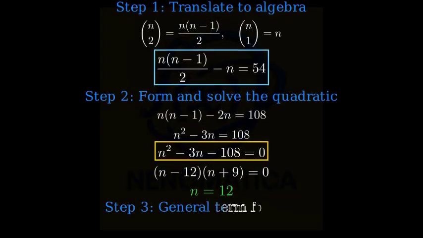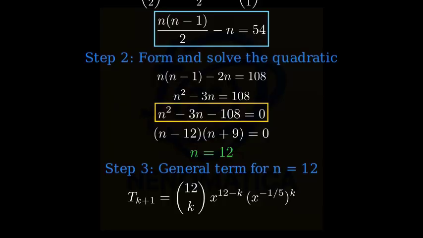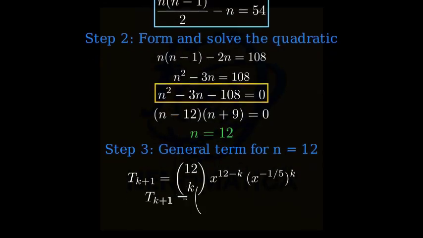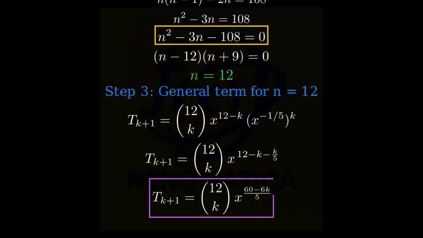Step 3. We write the general term of the binomial for n equals 12. The k plus 1th term is binomial 12 choose k times x to the power 12 minus k times x to the power negative k over 5. Combine the exponents of x. The exponent becomes 12 minus k over 5, which simplifies to (60 minus 6k) all over 5.